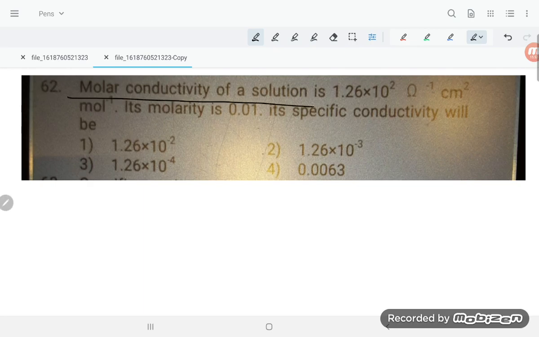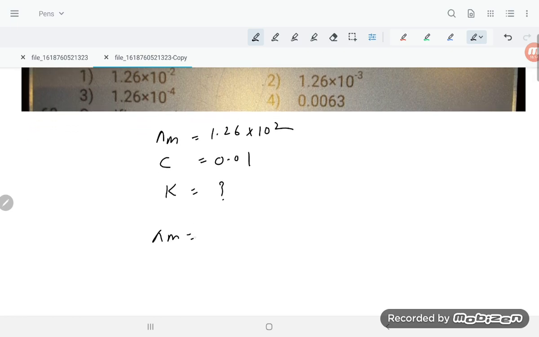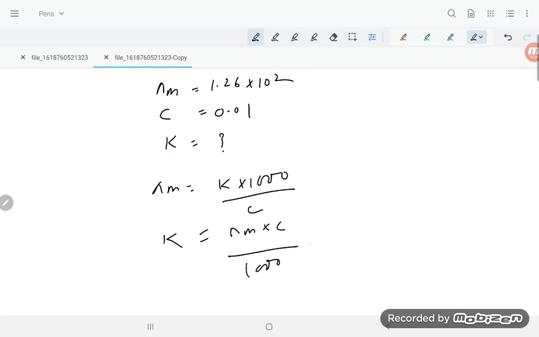Molar conductivity of a solution is Λm = 1.26 × 10² . Its molarity is C = 0.01. They are asking for the specific conductivity K. So Λm = K × 1000 / C, which means K = Λm × C / 1000.